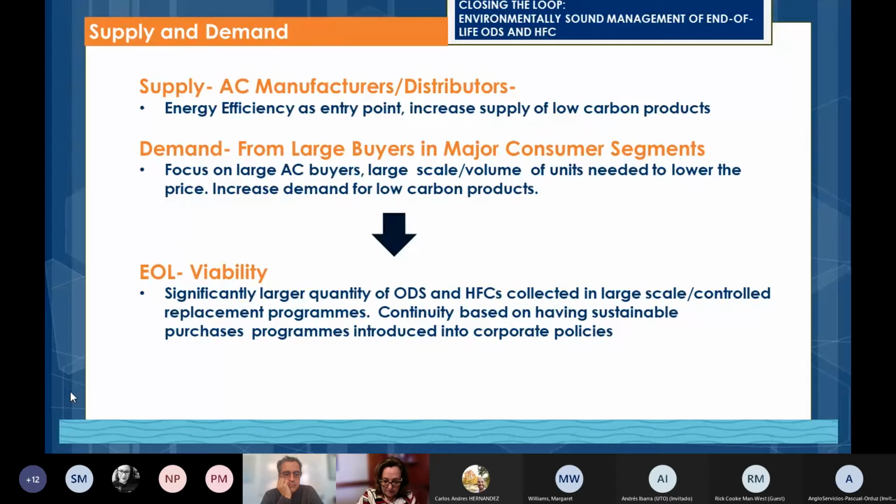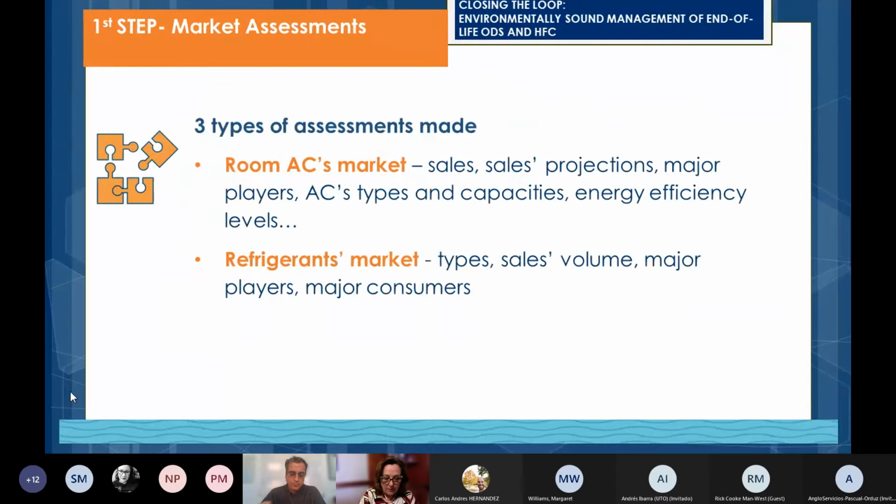Next slide, please. Well, in what we call the diagnosis or the market assessment, we went through 3 steps to put in place this replacement program. The first was the market assessment. Our partner teams surveyed the room air conditioning markets, but also requested information on other cooling equipment such as chillers. We also looked at the refrigeration equipment used, even though in this presentation, we're going to focus on the air conditioning data only. Next slide, please.